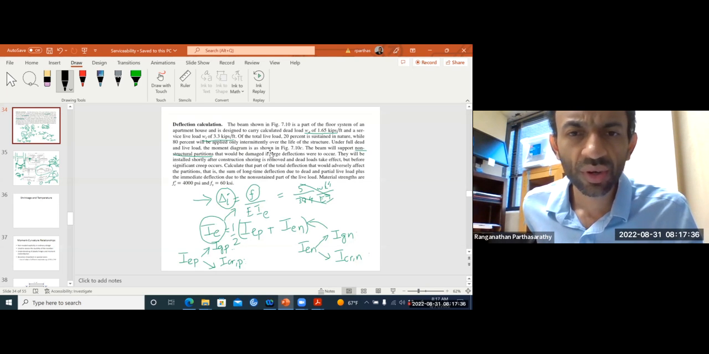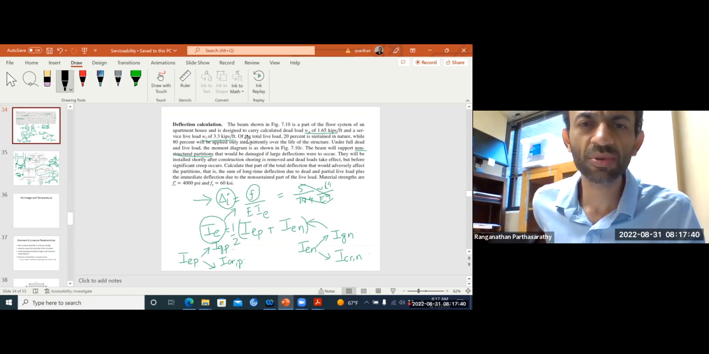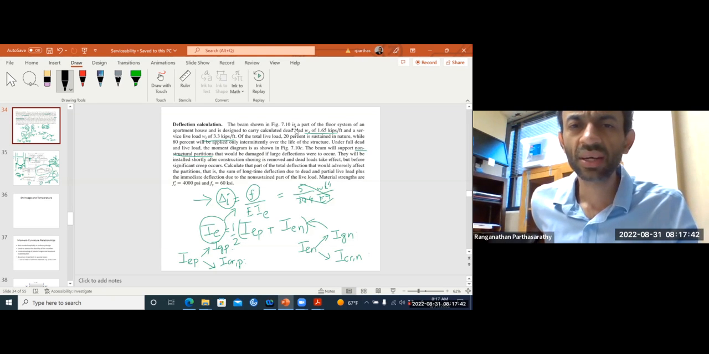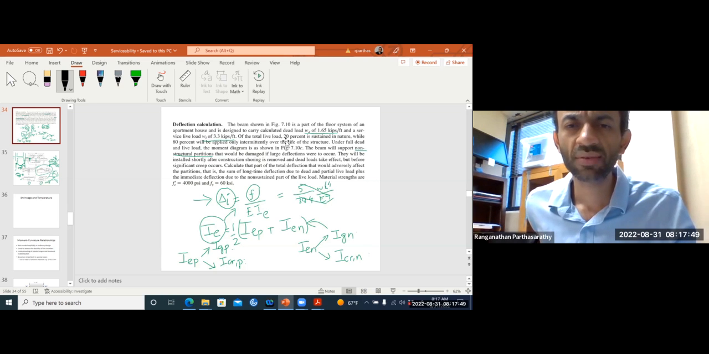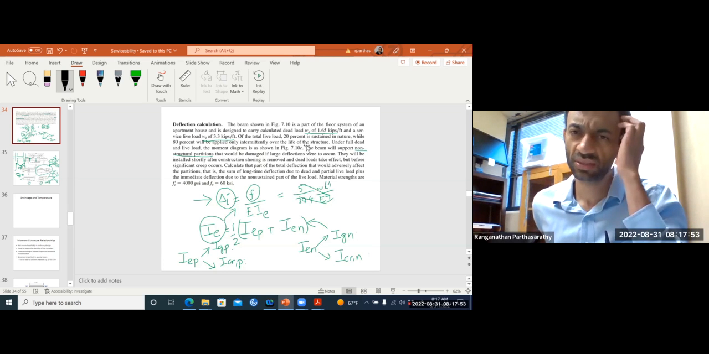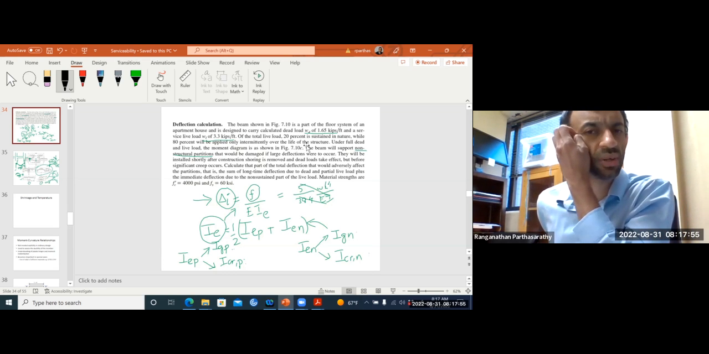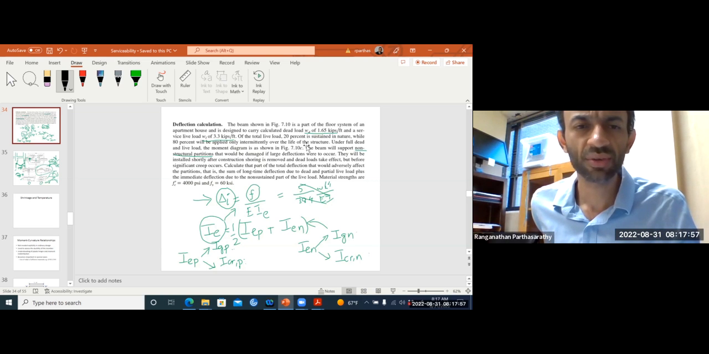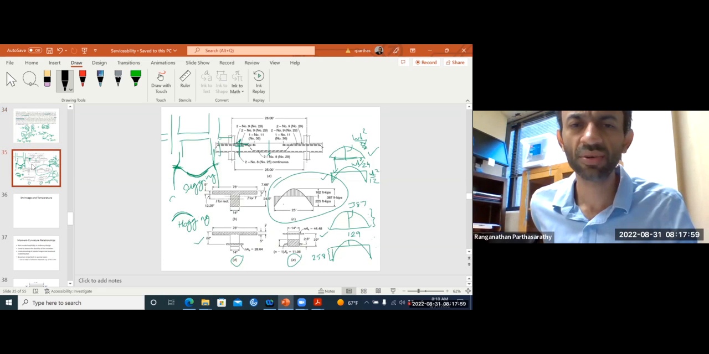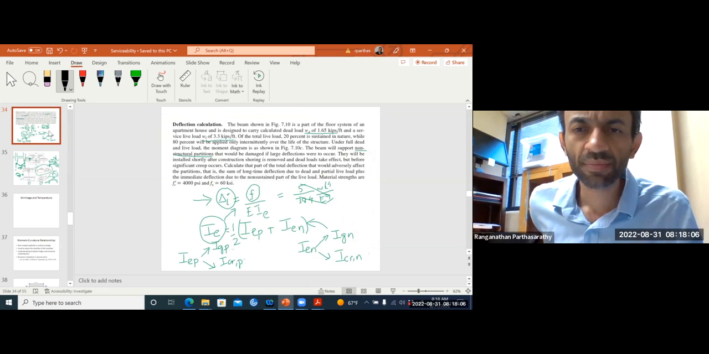So there is a beam. It is part of the floor system of an apartment house designed to carry a dead load of this and a service live load of this. Out of the total live load, 20% is sustained, 80% is intermittent, so it's just brief. Under full dead load plus live load, this is the moment diagram given to us.